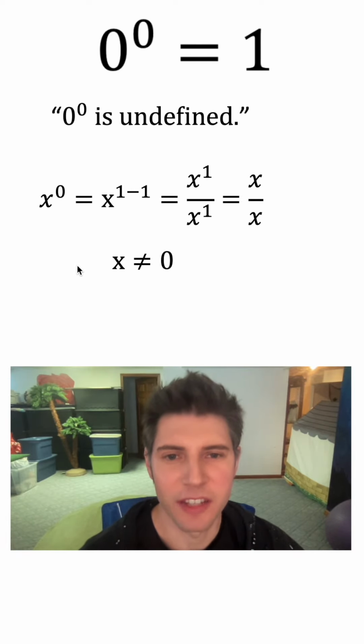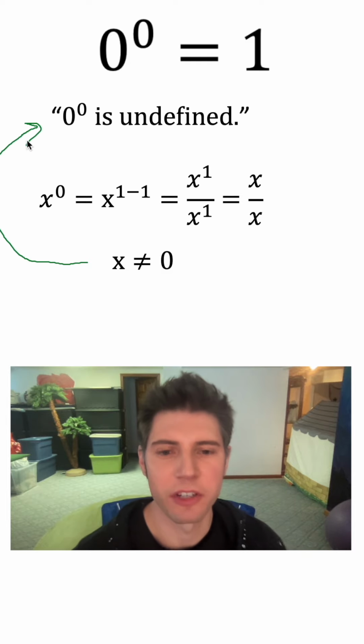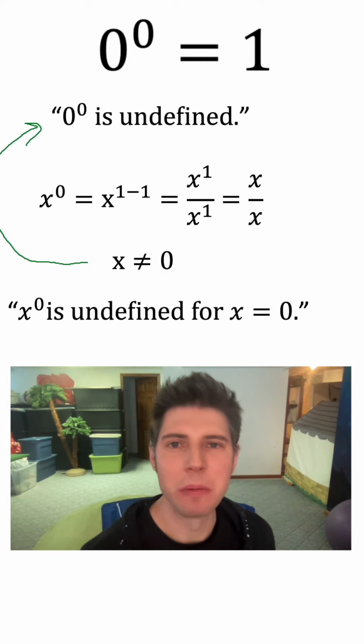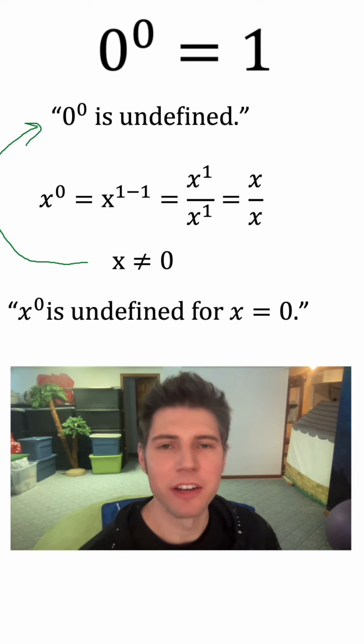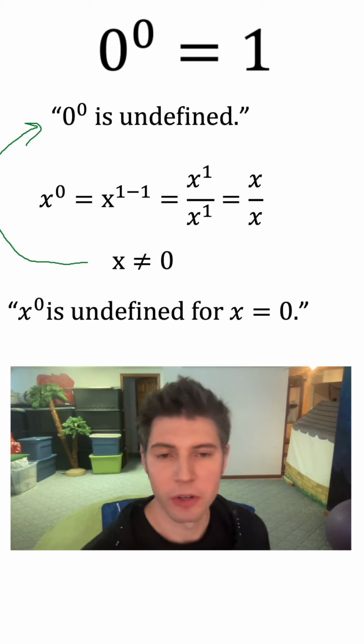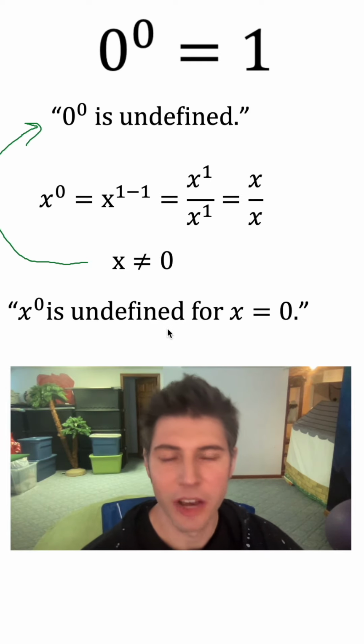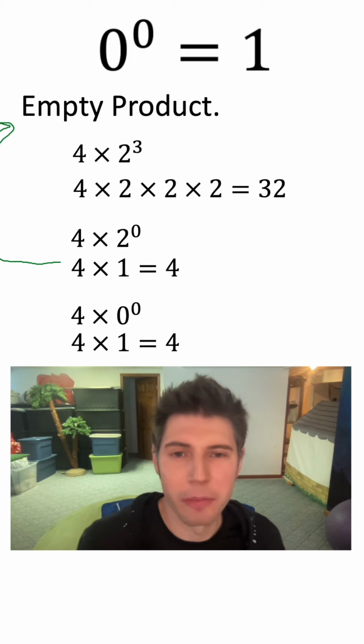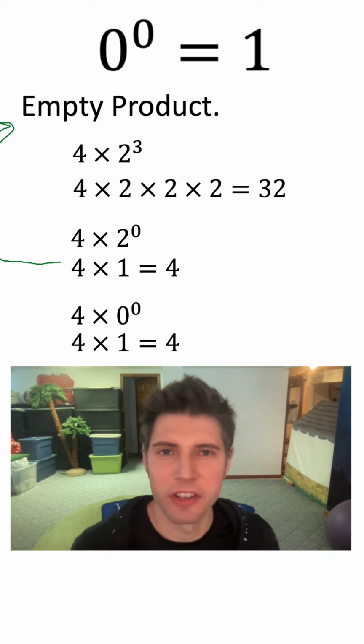Now, when people see this, they go, oh, well, therefore 0 to the 0 is undefined. But that is not true. It'd be more accurate to say x to the 0 is undefined for x equals 0. Well, undefined means no definition. So in other words, algebra provides no definition for 0 to the 0. So if algebra has no definition for 0 to the 0, I'm going to defer back to the empty product, which tells me 0 to the 0 equals 1.